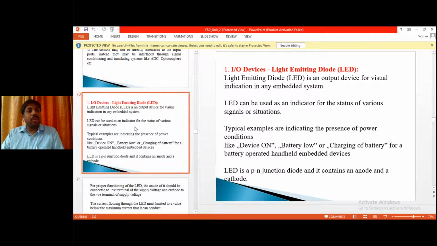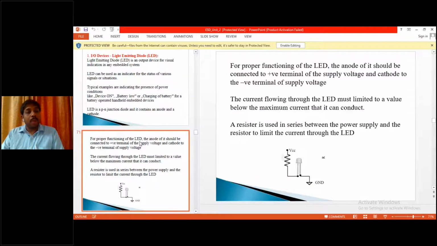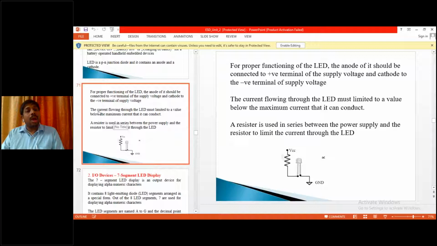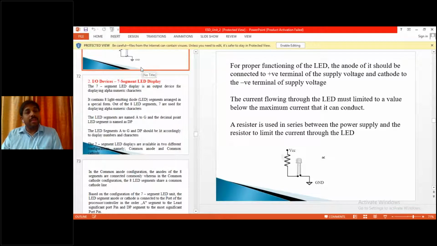So if you see the first input output device, it is an LED. LED stands for light emitting diode. LED is an output device for visual indication, and this is for status of signals, such as device on, battery low, charging of a battery. So such indications will be done by an LED. LED is a normal PN junction diode where anode is connected to VCC, cathode is connected to ground. So for proper functioning, we will allow exact current to flow through this LED below the maximum value, and a resistor is used in between the power and the ground to limit the current. So depending on the current flowing, this LED will glow.